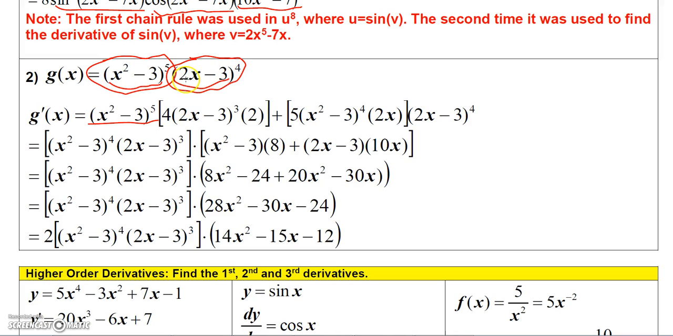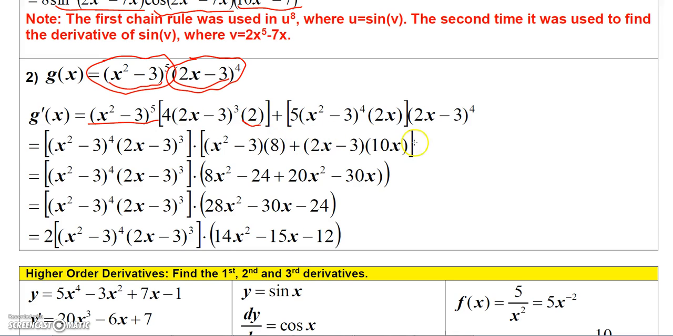Now remember, to take the derivative of this to the fourth power, you have to apply the general power rule. So we'd have 4 times 2x minus 3 cubed. Then we have to multiply by the derivative of the inside. The derivative of 2x minus 3 is 2.